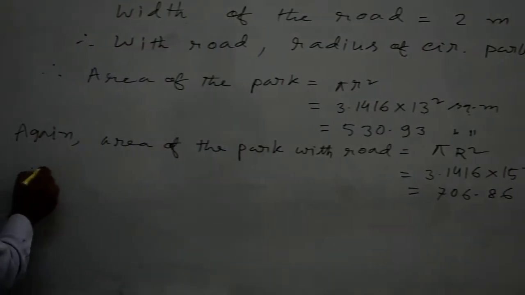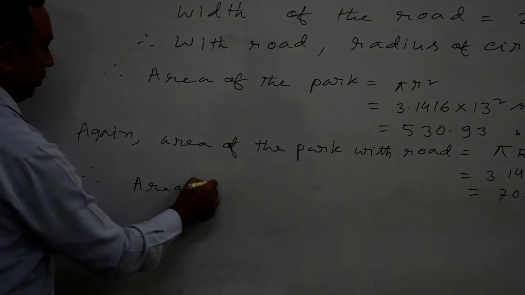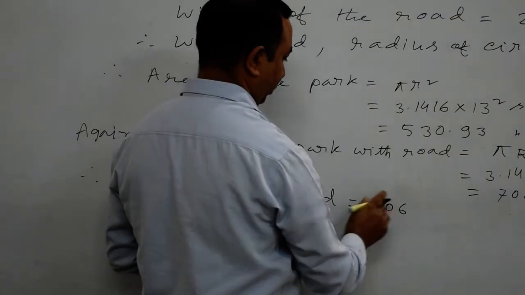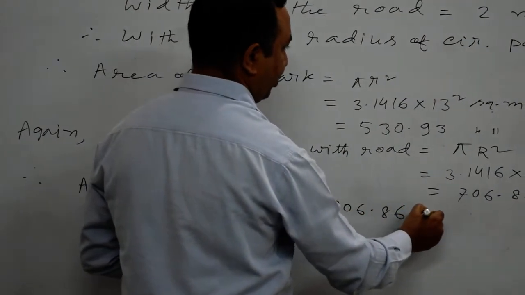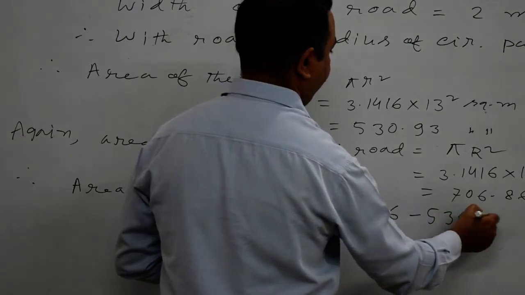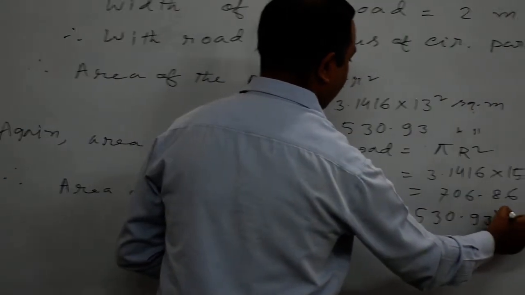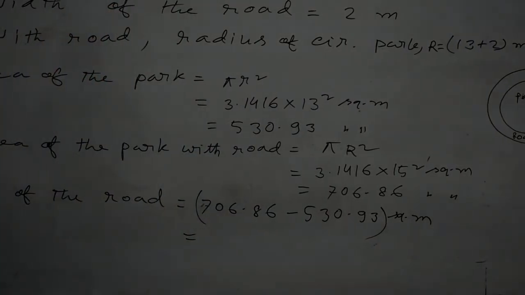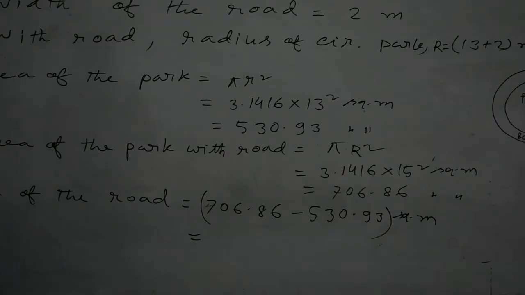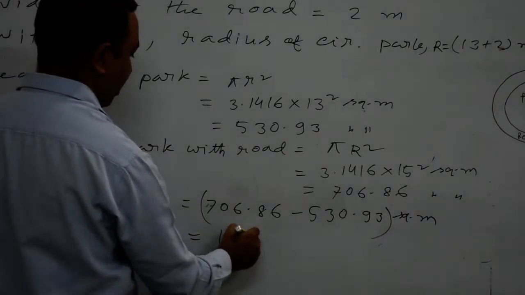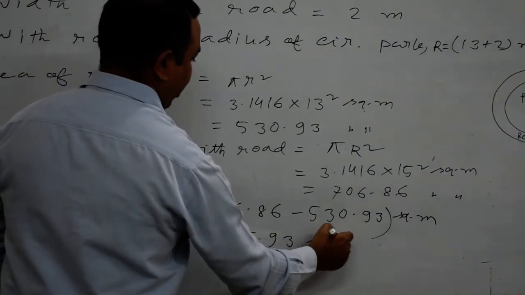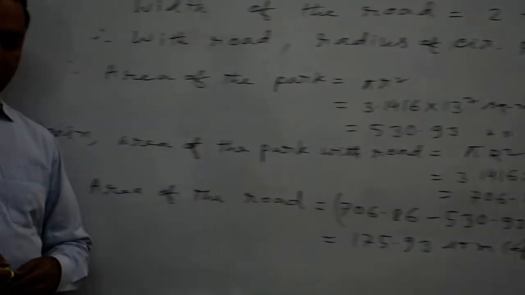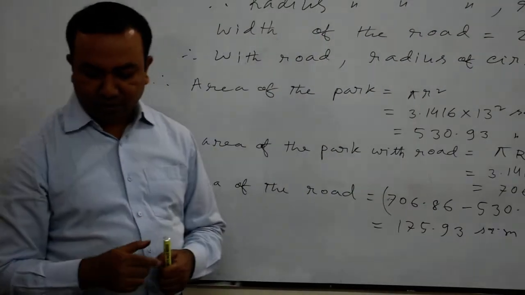So what will be the area of the road? Therefore, area of the road equal to 706.86 minus 530.93 square meter. So if you subtract, you will get the result. Result will be 175.93 square meter approximately. You can check out the result using your calculator also.